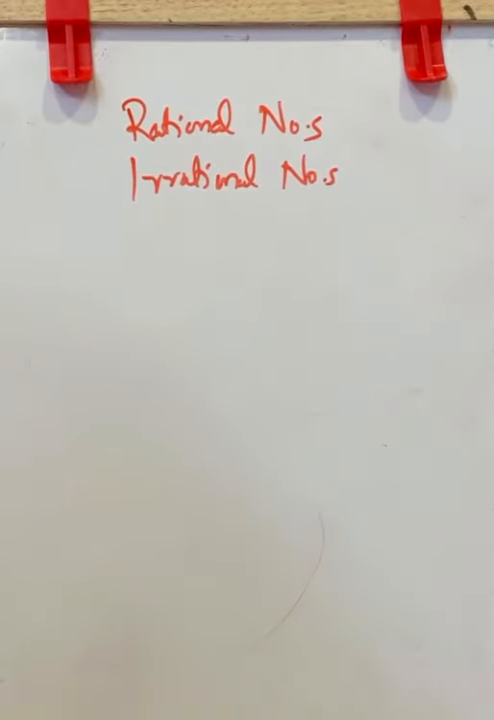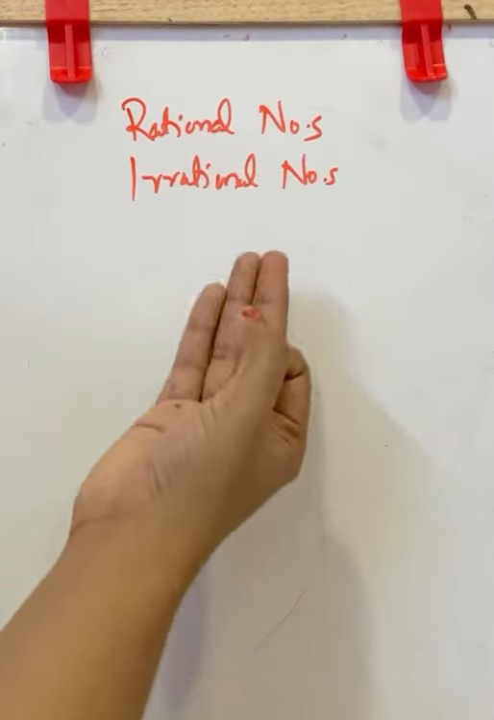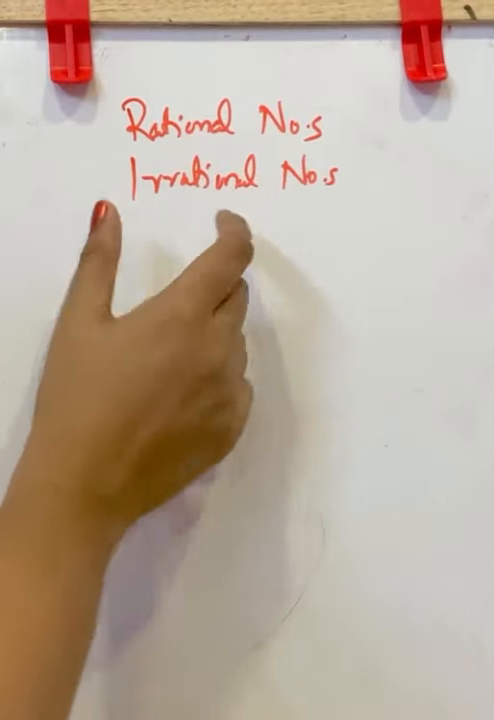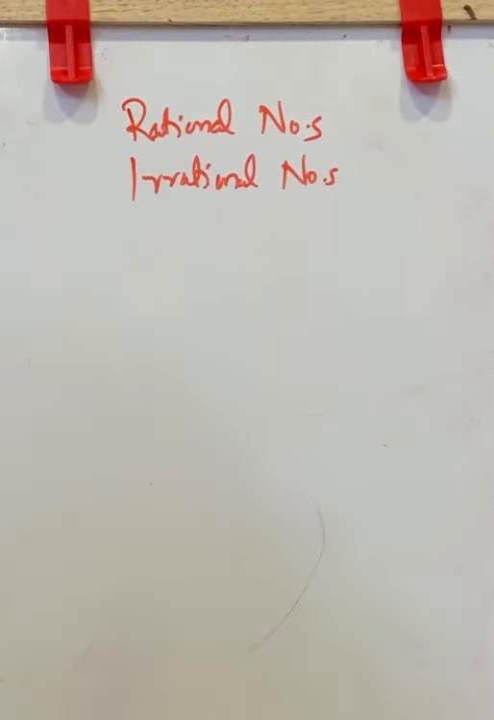Now coming to irrational numbers, if you do all the operations, that is addition, subtraction, multiplication and division with any irrational number, the result will also be an irrational number. Now let us do some problems based on these rational and irrational operations. But before that, I will tell you a new term, that is conjugate.